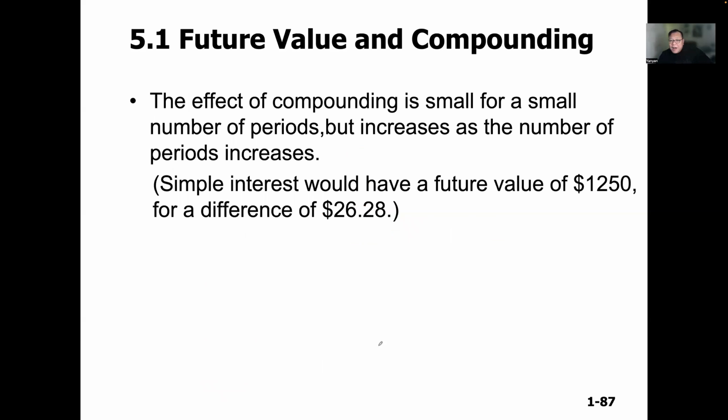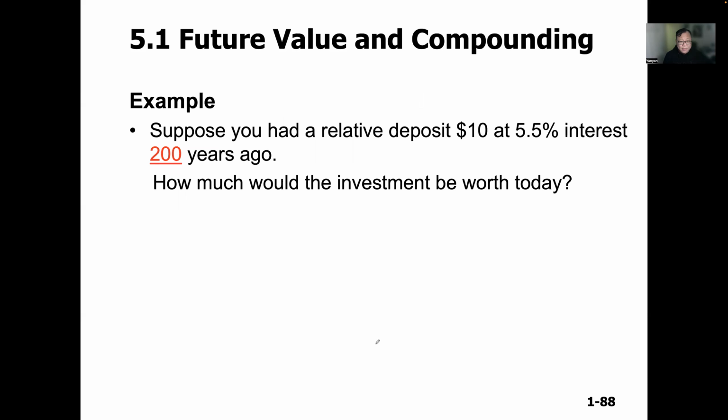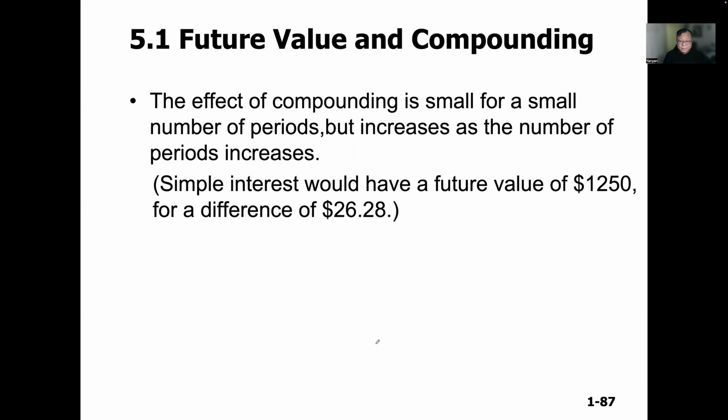The effect of compounding is small for a small number of periods. So in our case, when we have 2 years, the compounding effect is not very significant. It's only $2.50, right? But in this case, let's take a look. This is the 5 years.